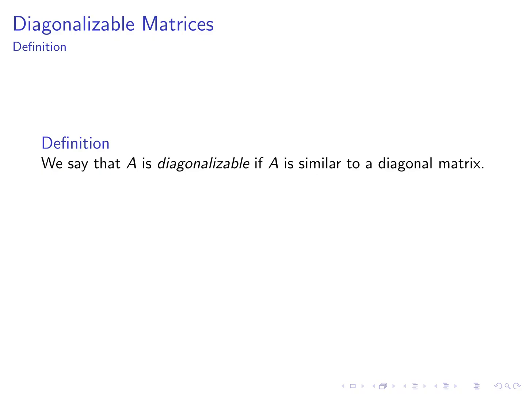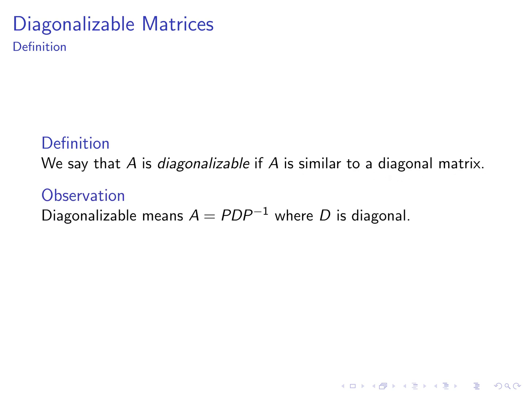So now that we have the language of similarity at our disposal, let's talk about the concept of diagonalization. By definition, we say that a matrix A is diagonalizable if A is similar to a diagonal matrix. If we unpack the definition of similar and the definition of diagonal, what this says is that it's possible to write our matrix A as P times D times the inverse of P.